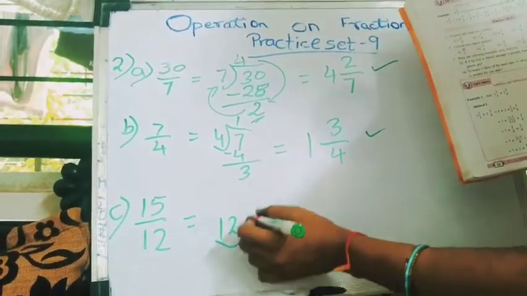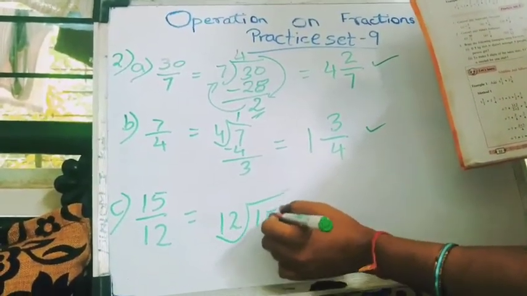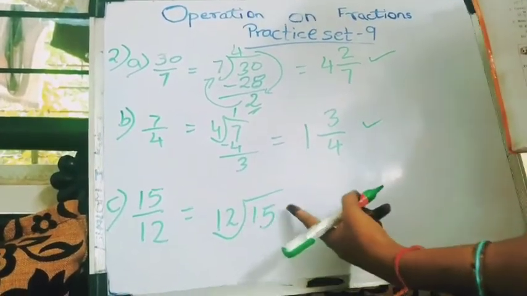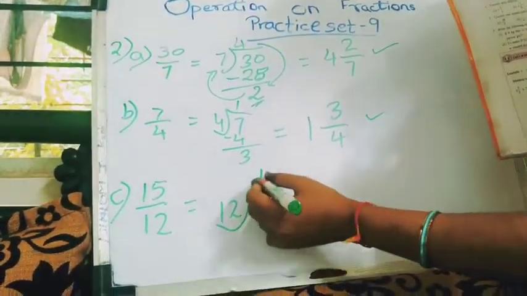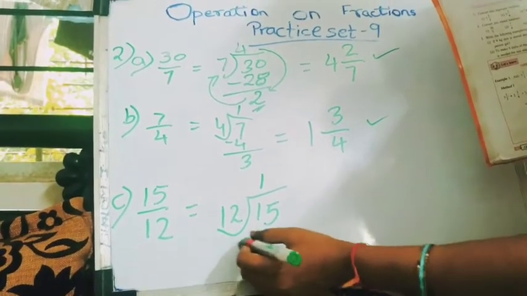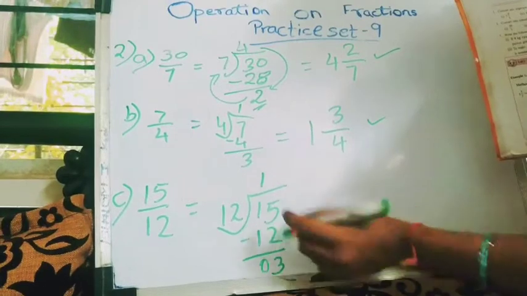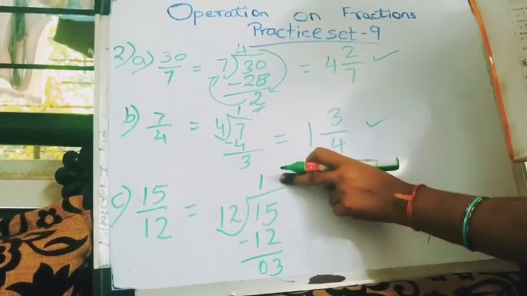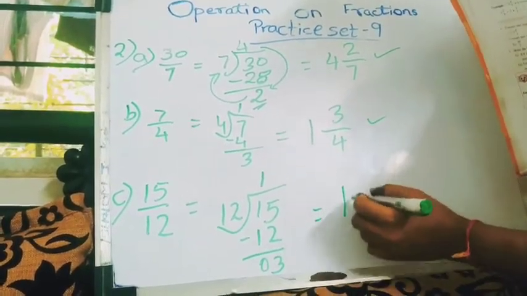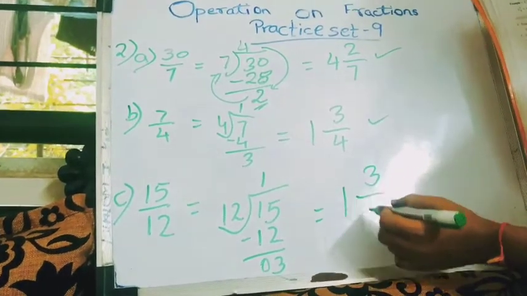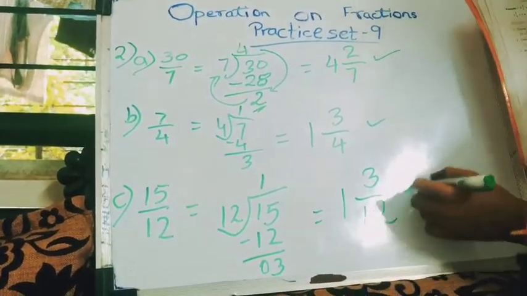You divide 15 by 12. 12 1 is 12, 12 2 is 24. It means 15 minus 12 is 3. 3 is the remainder. Start from where? Here. It means you can write 1 upon 3 by 12.